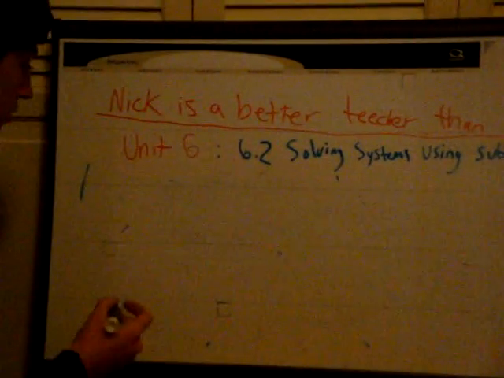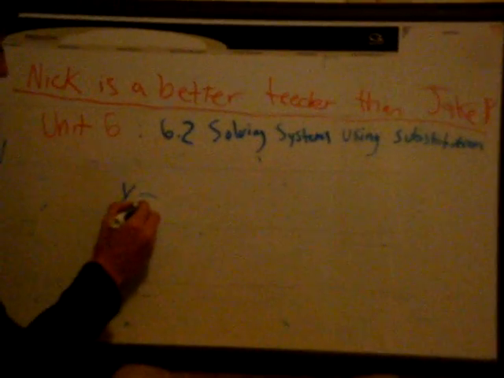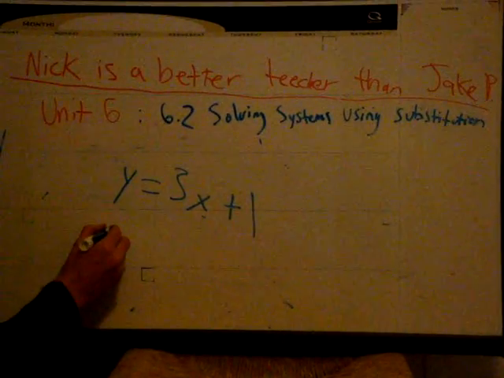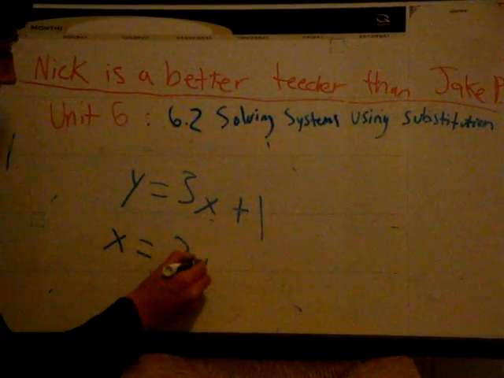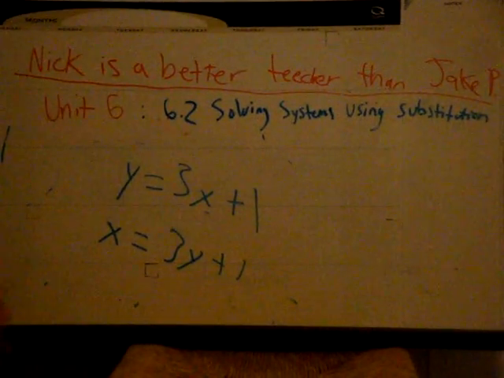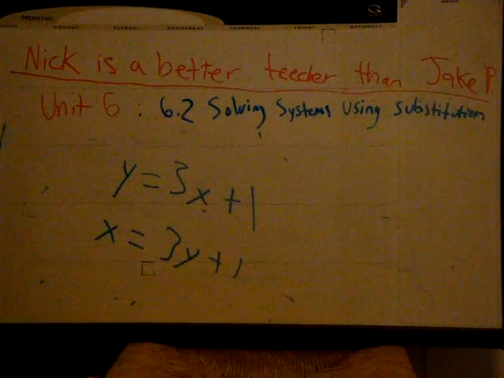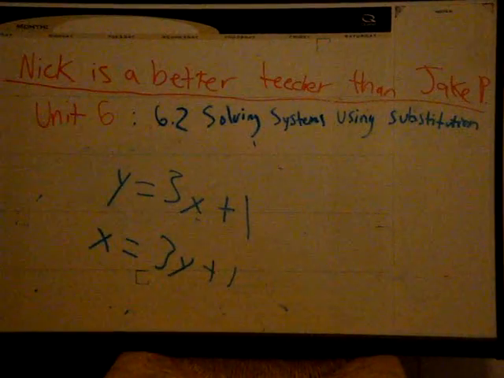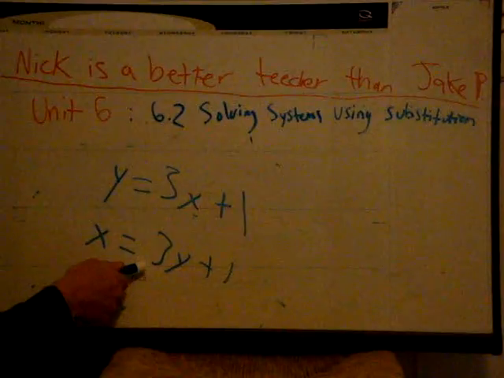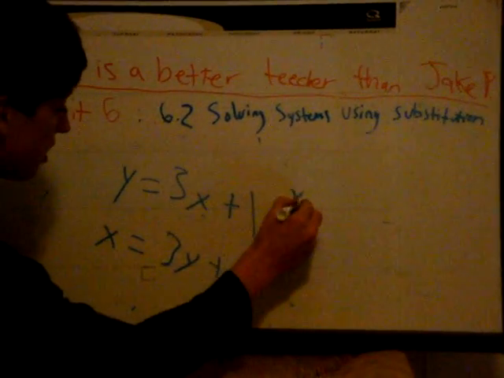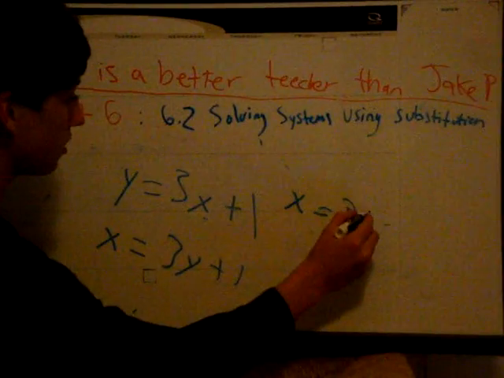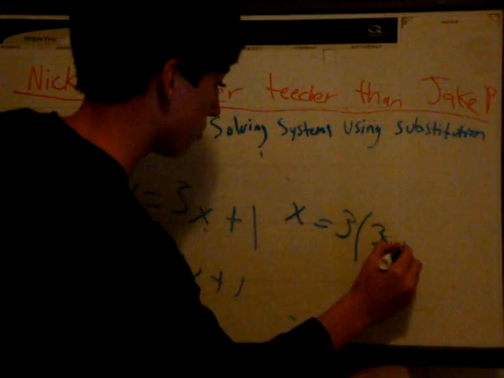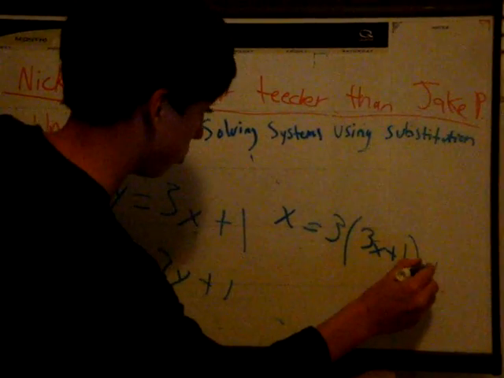Okay, so let's say it's y equals 3x plus 1, and then x equals 3y plus 1. So let's start with, we could really work with either, but let's just do y again. So y equals 3x plus 1, right? So we're going to plug that straight into this one. So that would look like x equals 3 times, insert this, 3x plus 1, plus 1.